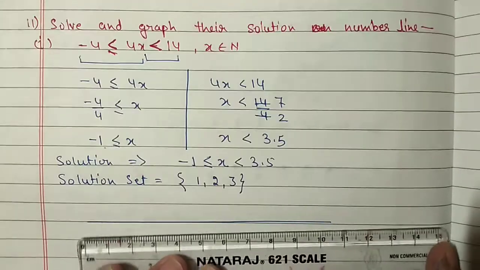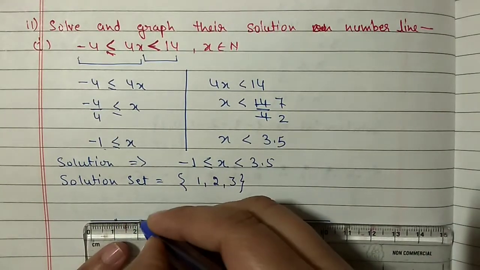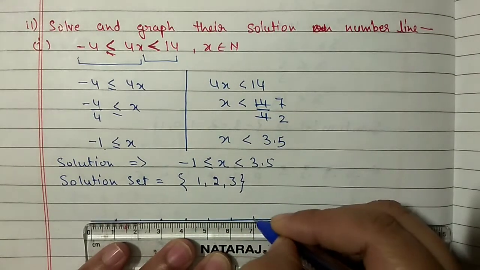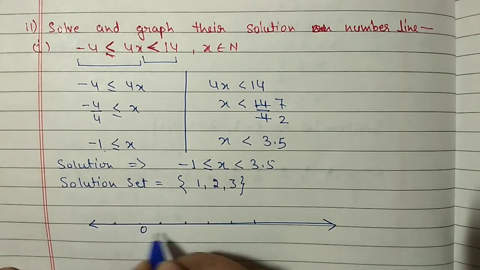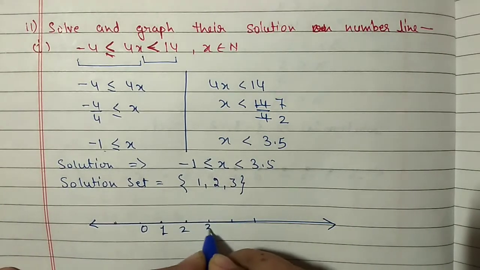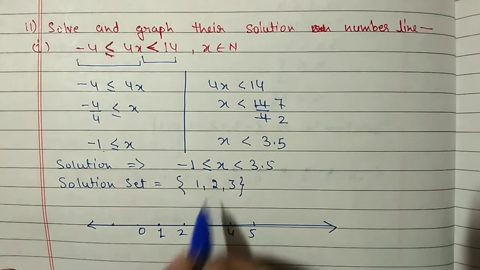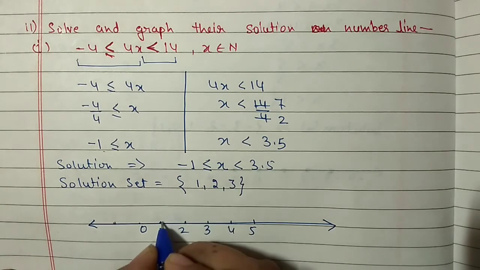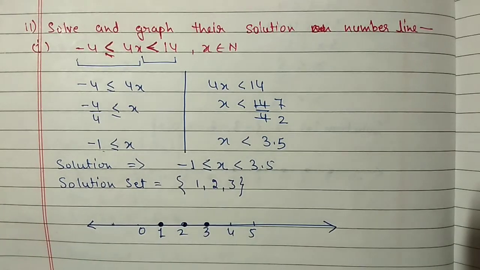Now for representation, first draw the line, mark an equal gap on this line, and mark arrows on both sides compulsorily. Then 0, 1, 2, 3, 4, 5 and represent only the solution set here. So the solution set is 1, 2, 3. So only 1, 2 and 3 we have to dark.